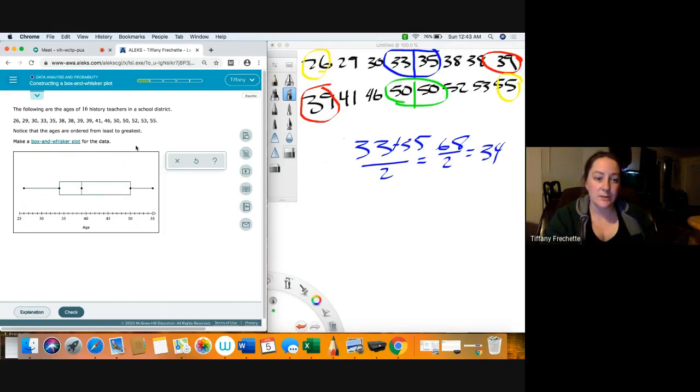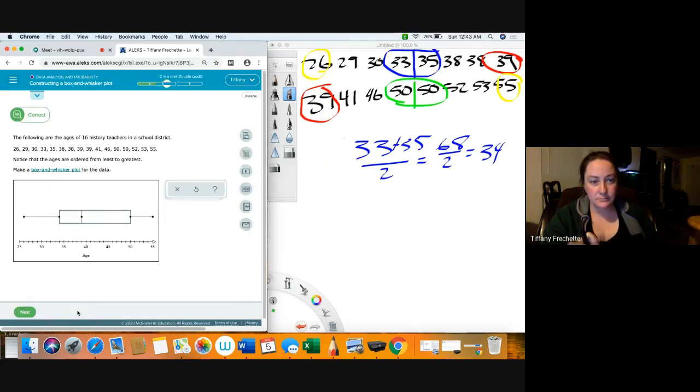So here's our box and whisker plot. This one looks very similar to the last one, actually, where this upper range is quite a bit larger than the lower range. All right, so one more of these.